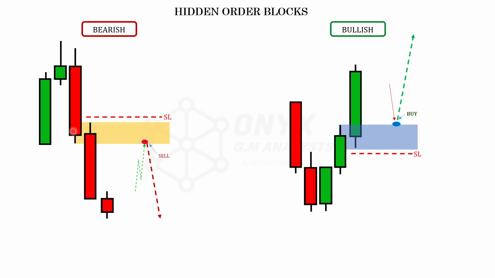In this kind of formation, you can mark it as a zone, and that is where you will find your hidden order block when you go down to smaller time frames. Some people just happen to know that this is called a hidden order block, but they don't really know why it's called a hidden order block.